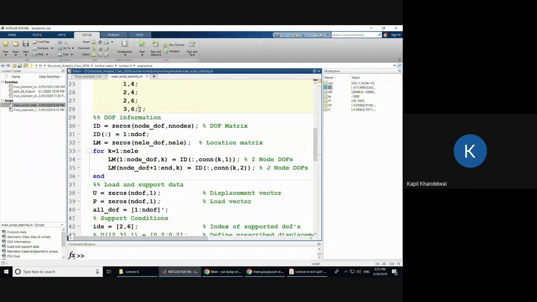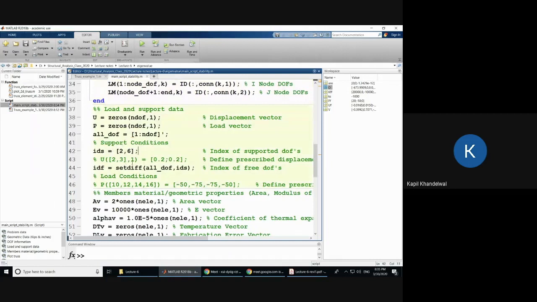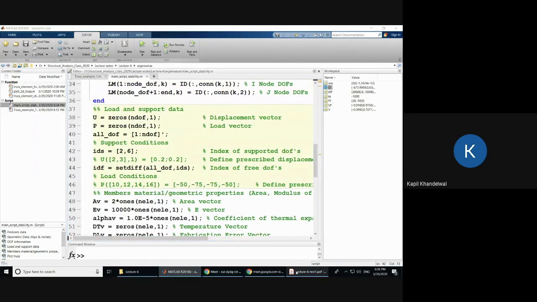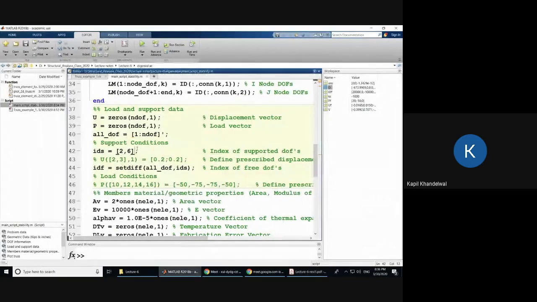Finally, this is the DOF information. We don't have to change anything from the last class we have discussed. Nothing changes here. And next, I have to define the support conditions. So here, in the first case, only 2 degrees of freedom are supported. The 2nd is supported, and the 6th degree of freedom is supported. So I'm putting the indices of the supported degrees of freedom as 2 and 6.